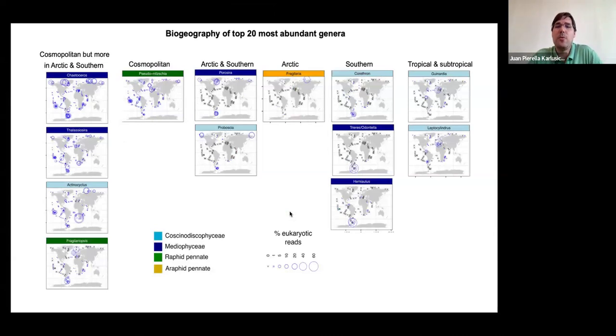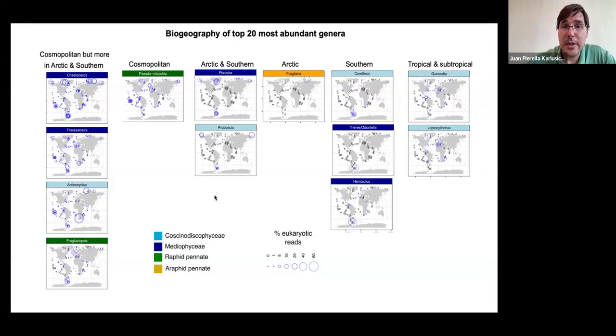And well, after that, we also analyzed the biogeography of the top 10 most abundant genera for each molecular dataset. Here the maps are showing the tendencies merging both V4 and V9 metabarcoding datasets. These are the patterns in which we find some genera like Chaetoceros, Thalassiosira, Actinocyclus, and to some extent Fragilariopsis, that are cosmopolitan, but much more abundant in the Arctic and Southern oceans. Another cosmopolitan genus is Pseudo-nitzschia, but in this case it is more homogeneously distributed.